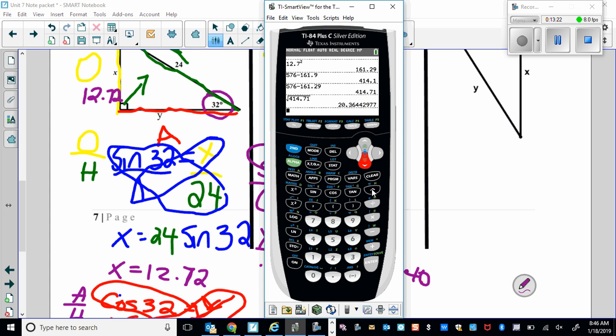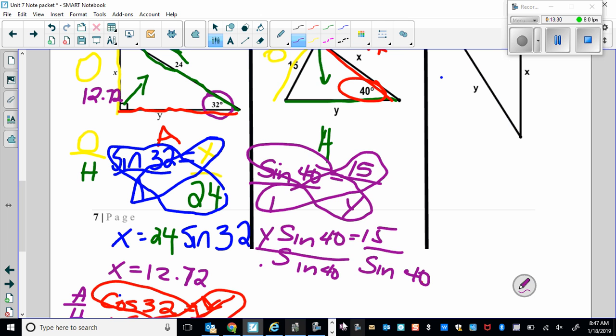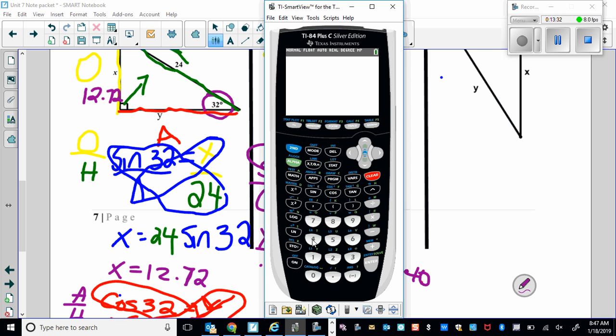All right, let's clear it now. Oh, I pressed it too much. Okay, so I'm going to put in, what was the number? 15 sine divided by sine 40. So you can do alpha y equals 2, and you can use this, or you can just do simply 15 divided by sine 40.